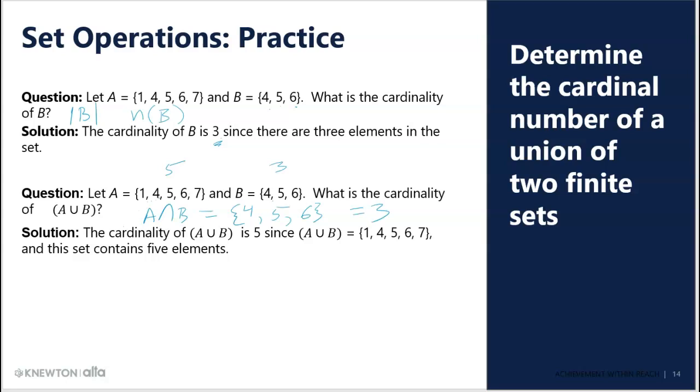That's 3. So I do the number of elements in A plus the number of elements in B. Cardinality of A plus cardinality of B minus the number of elements in the intersection. And what I get is 5 plus 3 minus 3, or just 5. So sometimes we make the union of two sets, and if one set is a subset of the other, you don't make the set any bigger. The union of A and B is actually just set A in this case.